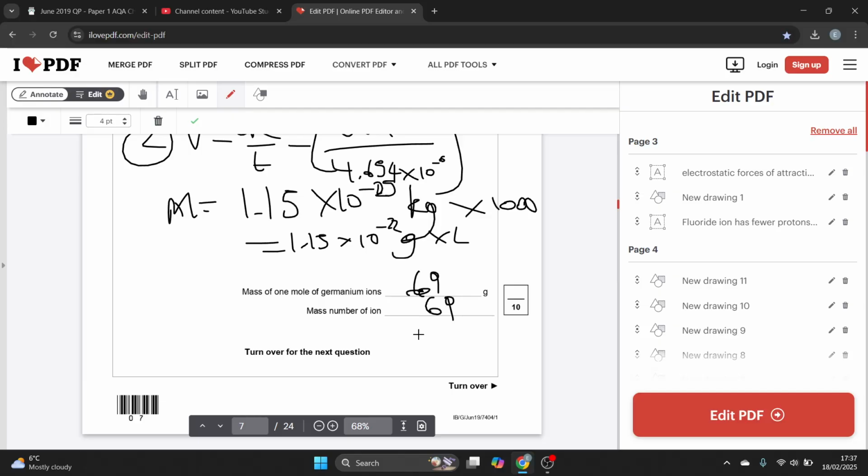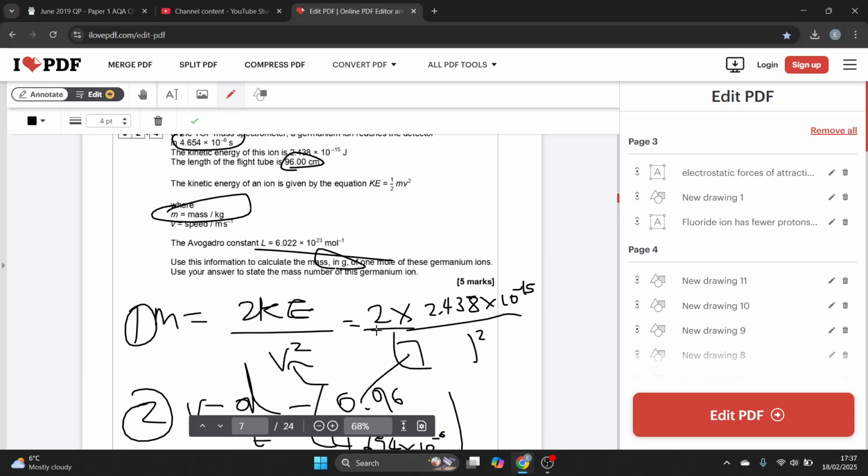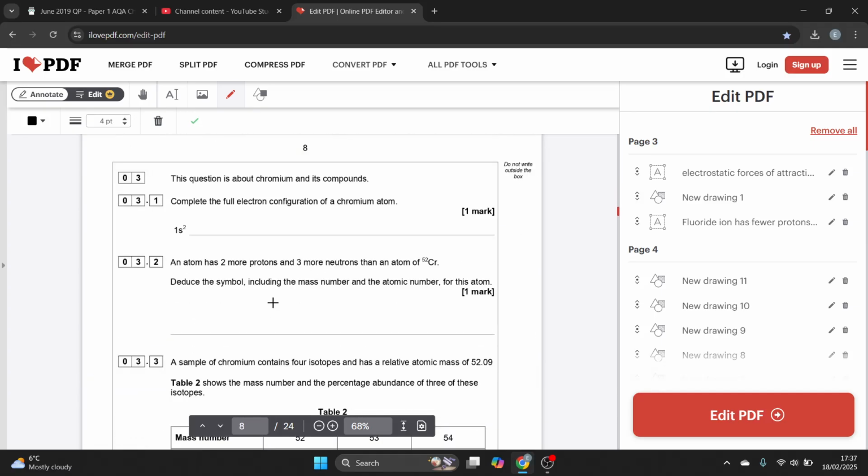But you must have a whole number for the mass number. Yeah, 69 grams, and then the mass number is 69. Not bad for 5 marks, to be honest. It's just this unusual mass in grams, 1 mole, and you times by Avogadro's constant, then state the mass number. Well, it's just going to be the mass in grams of 1 mole of that.